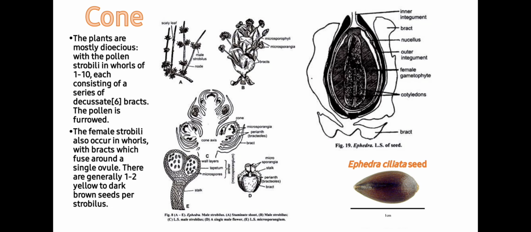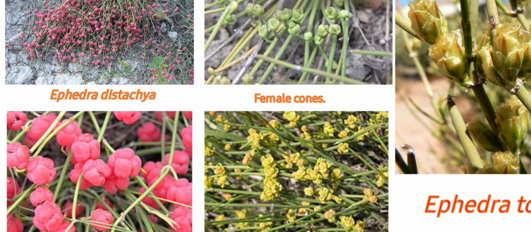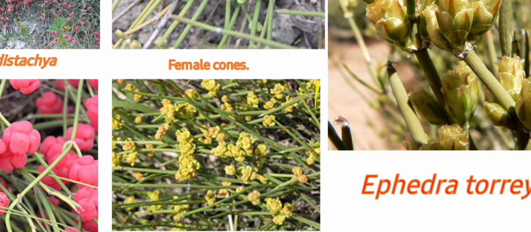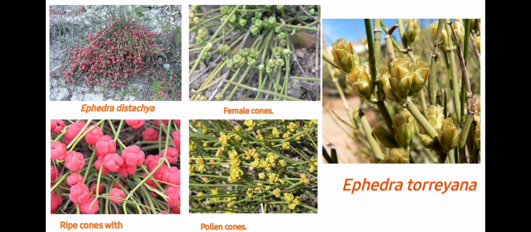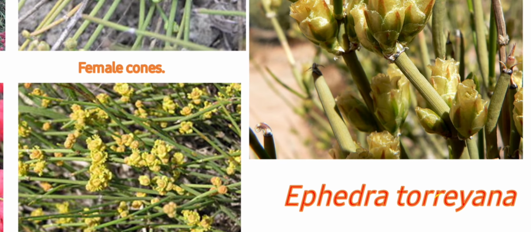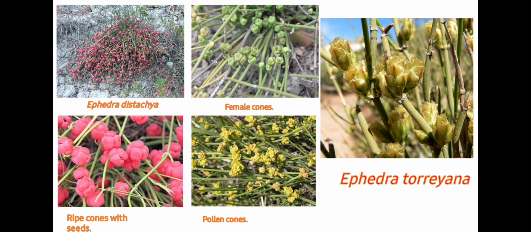Students, female strobili also occur in whorls with bracts which fuse around the single ovule. This is a seed of Ephedra ciliata. Here are some more images showing the reproductive parts. You can see Ephedra distachya that bears red colored cones with the seeds. Pollen grains are yellow, while the female cone which bears a single ovule is green. After fertilization they appear red in color. Second is an image of Ephedra thoriana that bears a yellow colored cone.